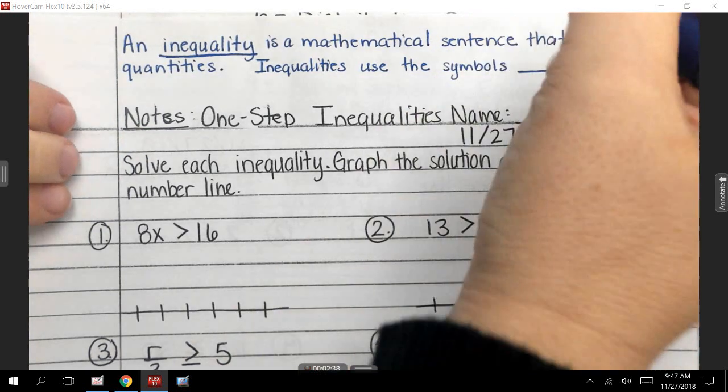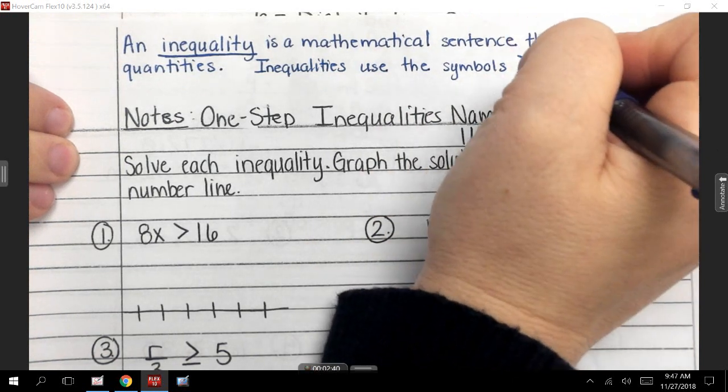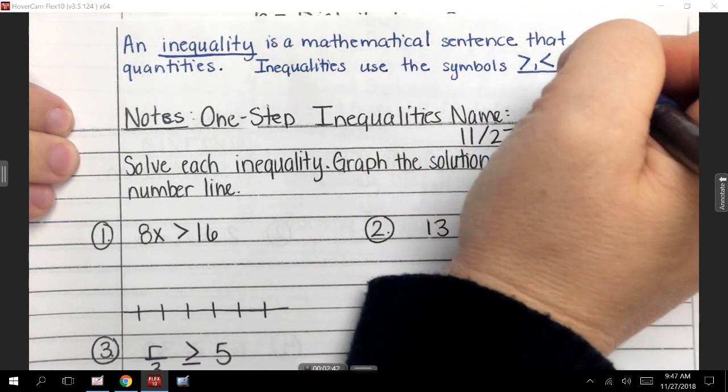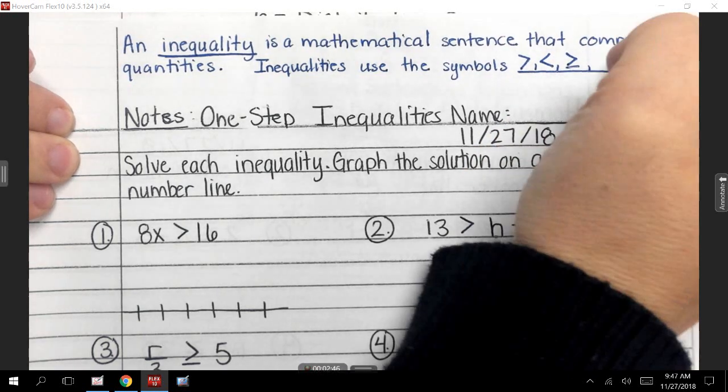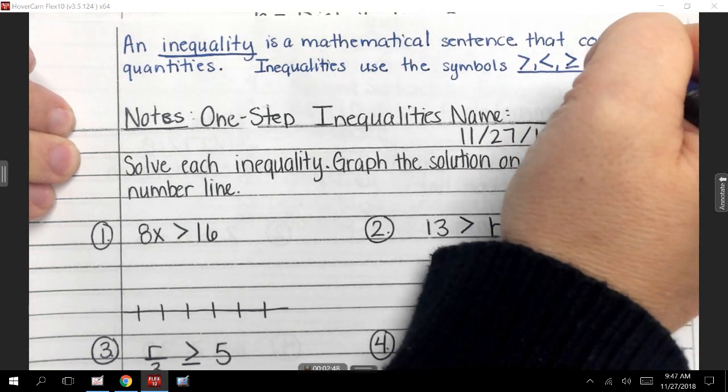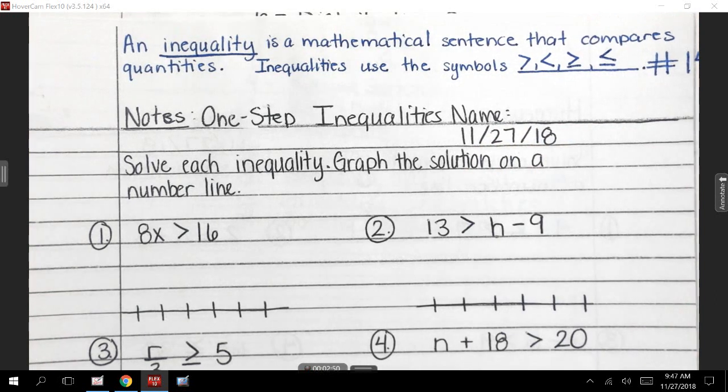Yes, Maggie? Greater than. Less than. Greater than or equal to with the line. And less than or equal to with the line. Perfect. All right. Guys, if you can fill that in, you're ready for that question on the test. Okay. So do we have questions about that?